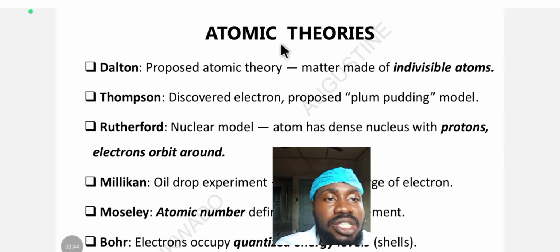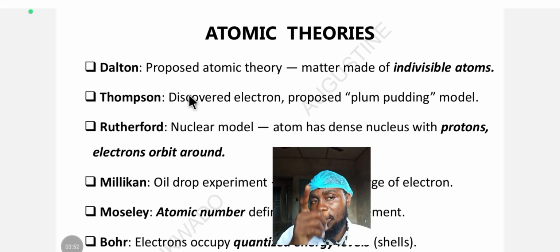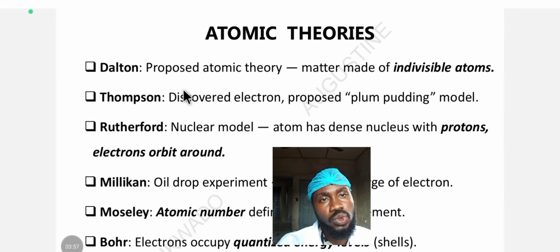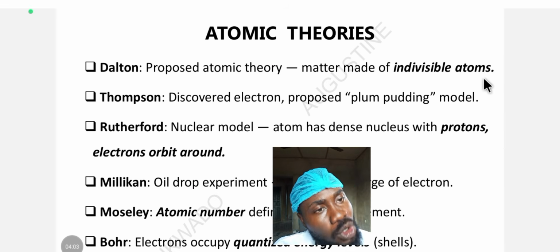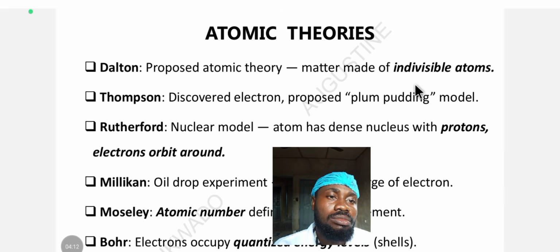Now let's look at the atomic theories. Because JAMB says we should master all the atomic theories, the first atomic theory that we are looking at here is Dalton's atomic theory. And what did he propose? Dalton proposed that matter is made up of what? Atoms, and that atoms are indivisible.